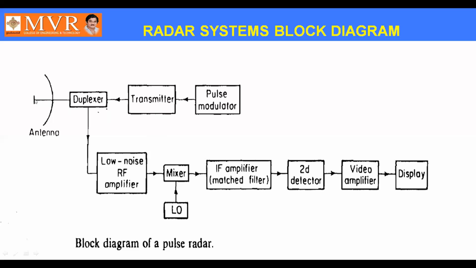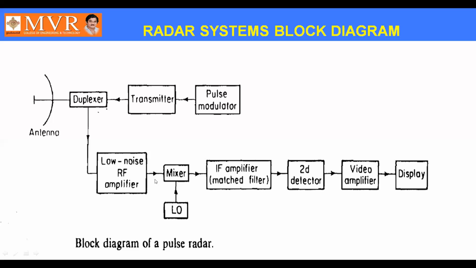The antenna transmits the energy into the air, and we already know that some part of the energy will be reflected back, and whatever reflected signal comes back will be received by the low noise RF amplifier. The low noise RF amplifier is used because the received signal has very low intensity, very little power, and it may contain some noise. So the low noise amplifier allows almost the echo signal, eliminates some part of the noise, and after that it goes to the mixer.